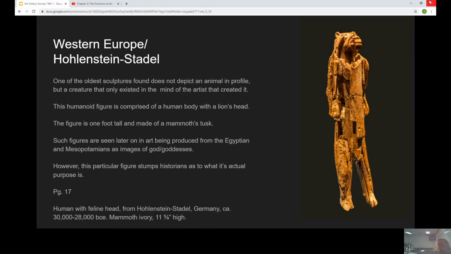And by human at this point, I'm talking about male humans. Later on, we will see a lot of examples of female figures. Females were the only human figures that they did frequently portray. Men don't come up.